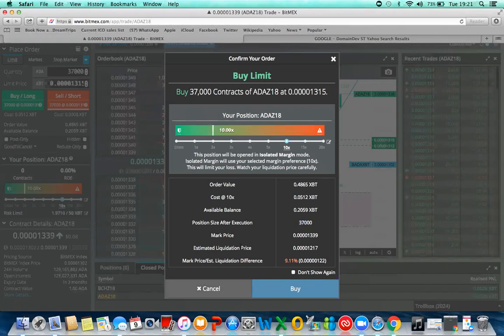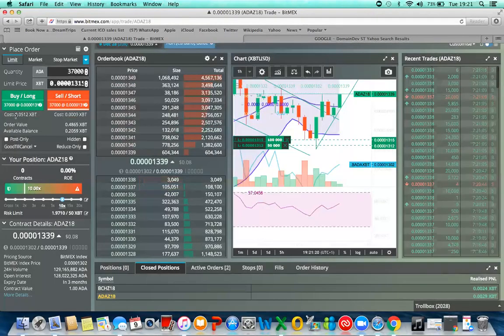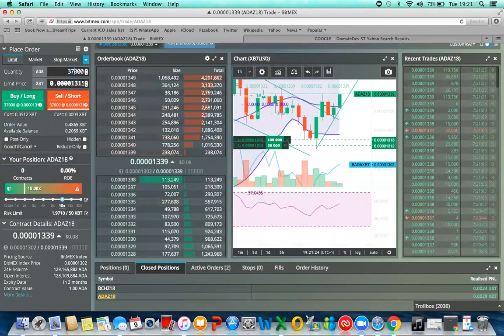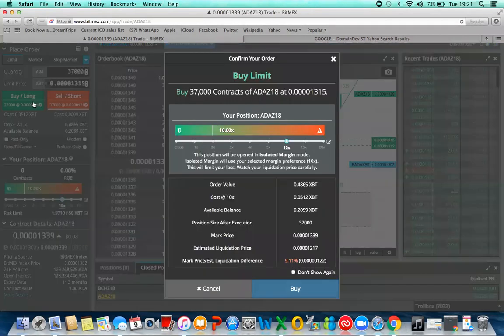So these are the simple things. Again, you don't need to know all of this, but I'm just explaining all of this. All you guys need to know is you're going to select the cost, because this is the most important thing. From here, you're going to put the quantity in and you're going to adjust the cost accordingly. So according to this, you're going to put 37,000 contracts. You're going to click on buy long, for example.